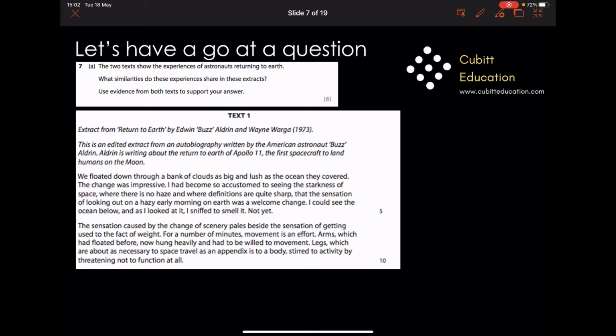Not yet. The sensation caused by the change of scenery pales beside the sensation of getting used to the fact of weight. For a number of minutes, movement is an effort. Arms, which had floated before, now hung heavily and had to be willed to movement. Legs, which are about as necessary to space travel as an appendix is to a body, stirred to activity by threatening not to function at all.